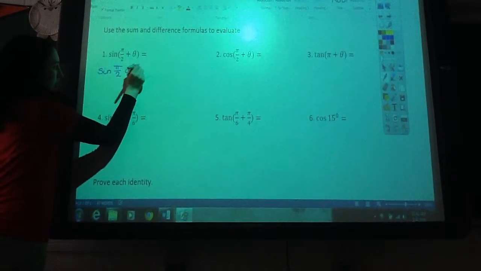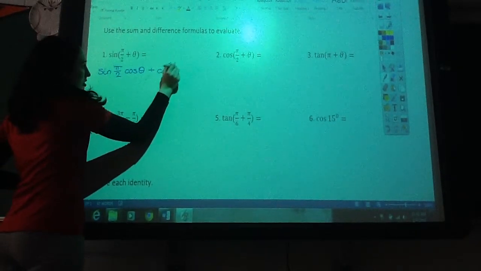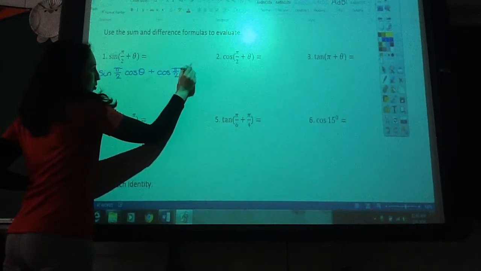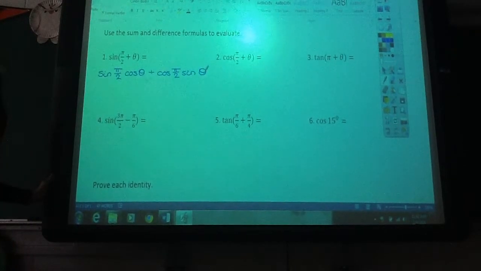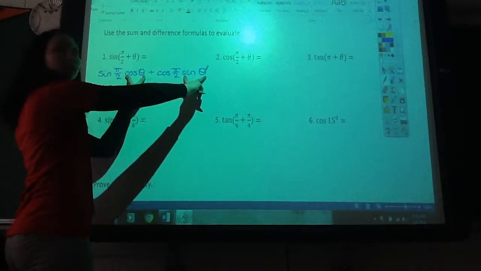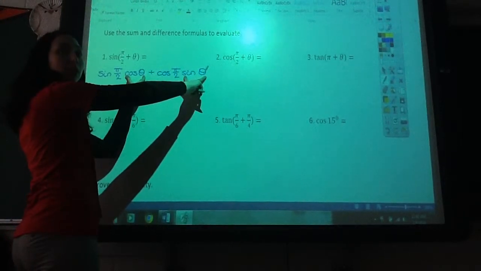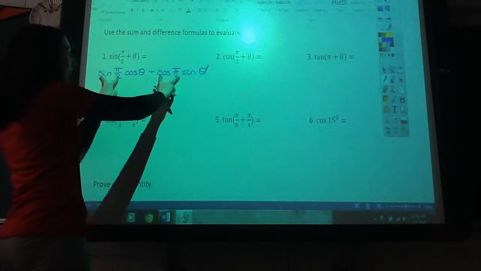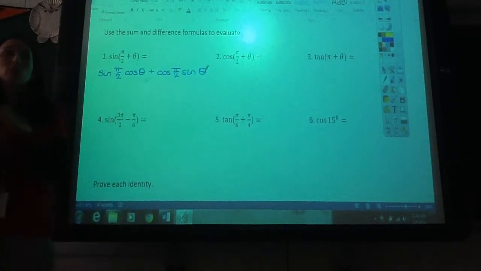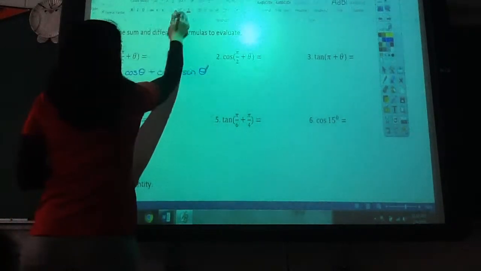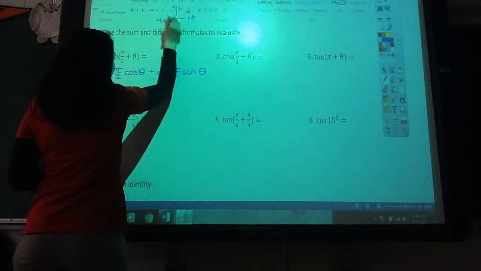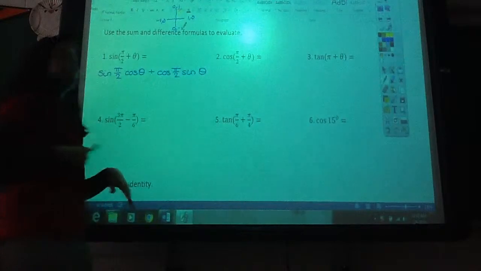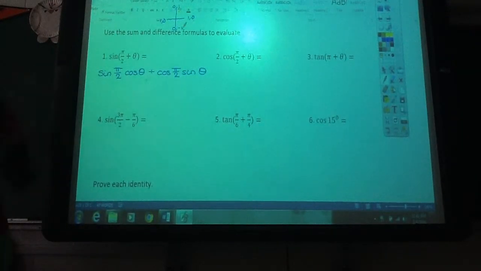Sine pi over 2 cosine theta. What's cosine pi over 2 sine theta? So right at this moment in time, you should recognize that this is just going to have to be what it is. I'm not going to be able to make that any simpler than that. But I can simplify the pi over 2 pieces. Why is that? That's 90 degrees. So if you're looking at your cosine sine chart, which you guys should know by heart, you can find all of that information.